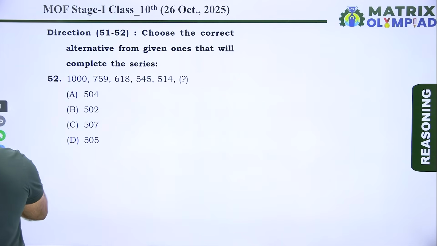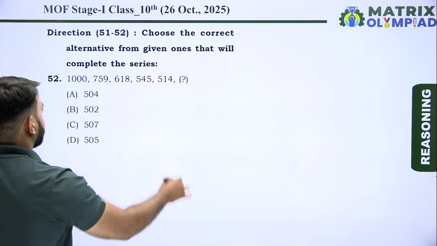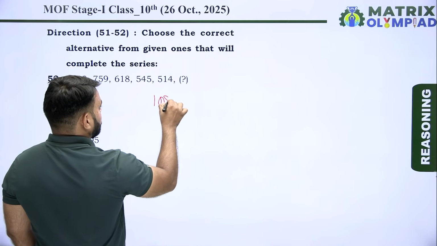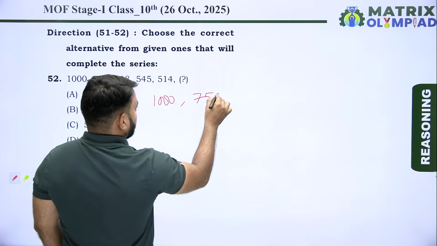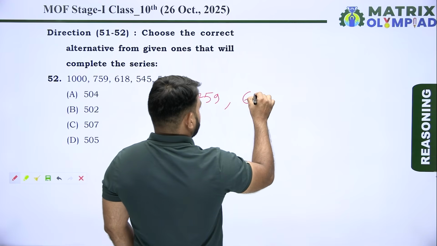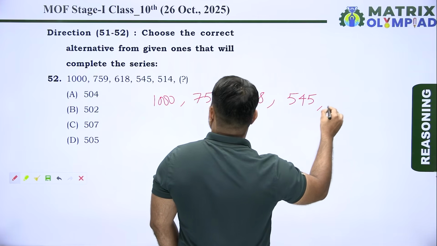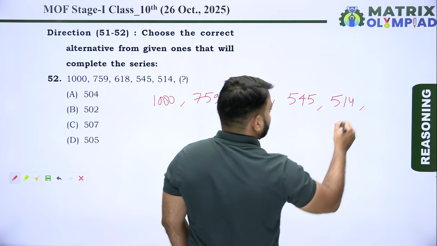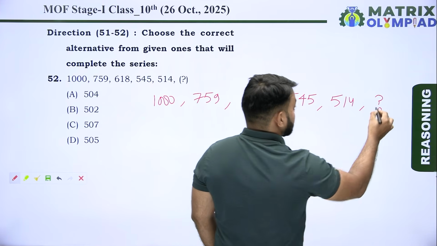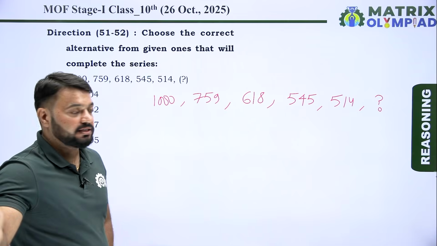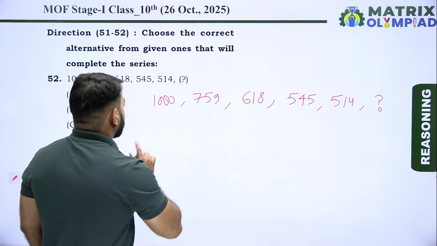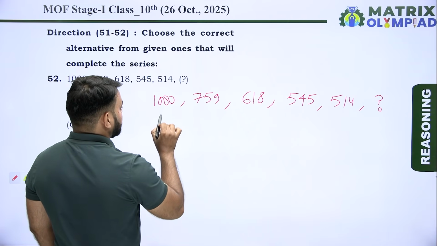So now the next question is question number 52. The series is 1000, 759, 618, 545 and 514. After 514 the next number is missing. So first find the pattern of the given number series. So pattern find करेंगे. First find the differences between the terms.